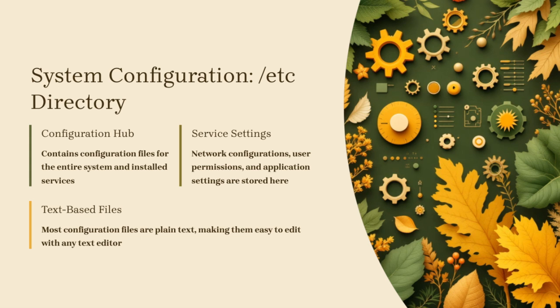All of these configurations are stored in what we call the configuration hub. And for system configuration, the key location is the /etc directory. It's essentially the central place where most of these important configuration files are kept, making it easier for system administrators to locate and manage them. So, understanding this structure helps us see how the system is organized and how we can efficiently customize and troubleshoot it when necessary.